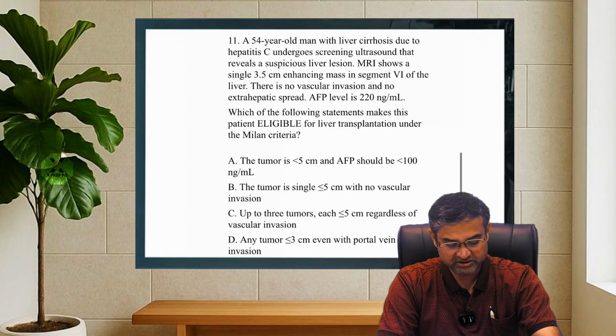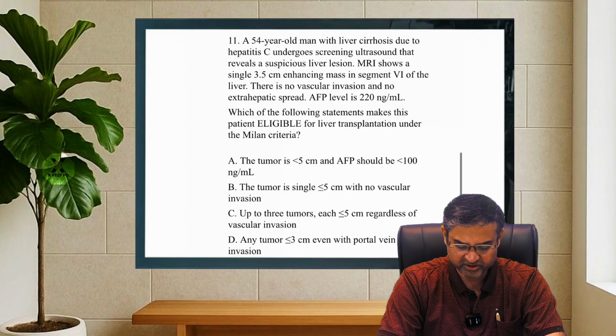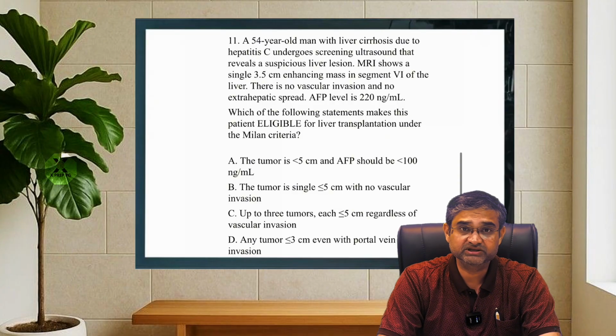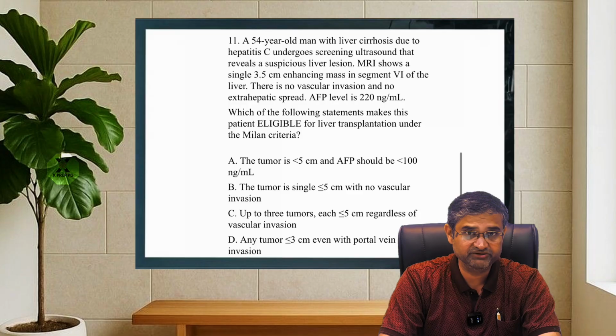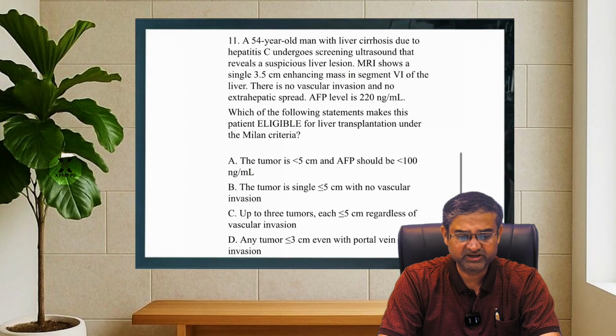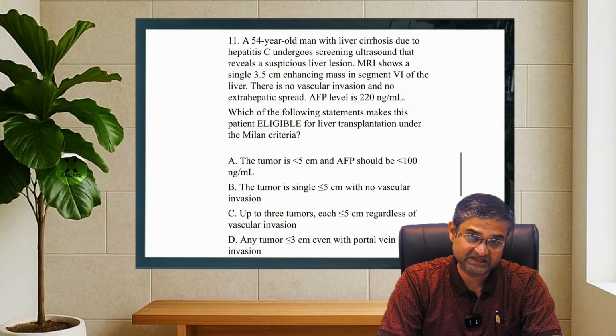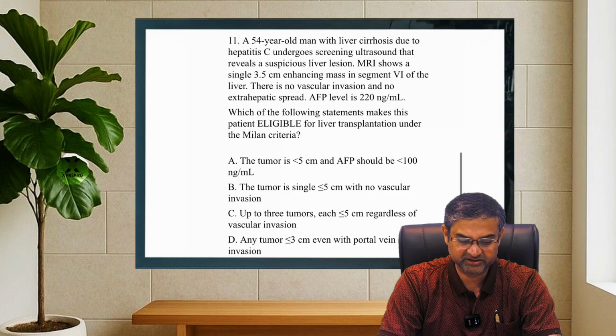for this is single tumor less than or equal to 5 centimeter, or up to 3 tumors and each less than or equal to 3 centimeter, with no vascular invasion and no extrahepatic spread. That's why the answer B is correct. The patient is having a single lesion, that is 3.5 centimeter, no vascular invasion and no metastasis. This fits in Milan's criteria and transplant eligibility.